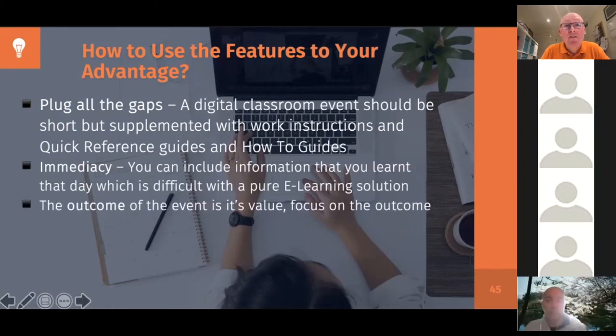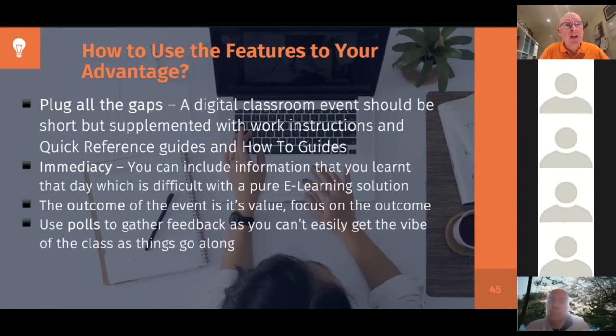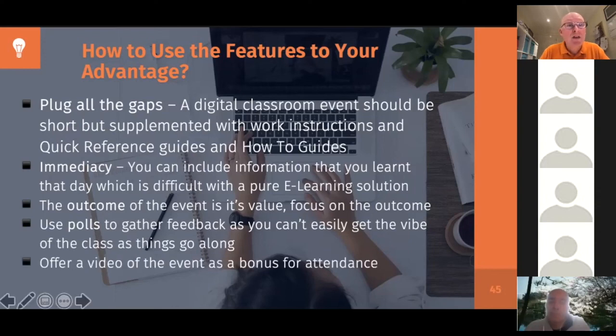The outcome of the event is its value, so always keep in mind the outcome. So the outcome really for this event was that you got a flavour of 2 different events and got some ideas around running digital classrooms. Use polls to gather feedback. You can't pick up the vibe easily like you could do in a classroom. And offer a video of the event. So I'm recording this event, I'll put it on YouTube and you'll be sent a link for it.